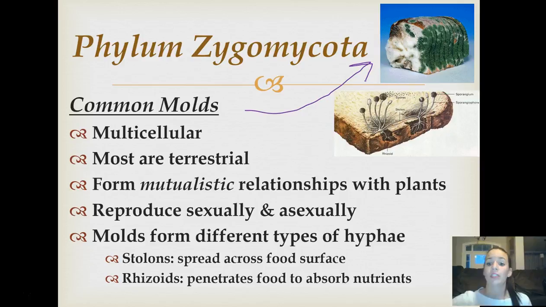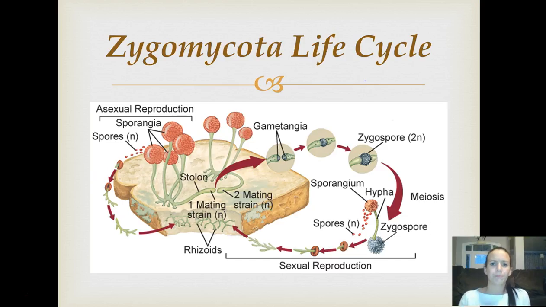Stolons are what spread across the food surface, which is what you see with mold, and then the rhizoids are going to penetrate the food to absorb the nutrients from the food. And here's just a look at the life cycle. If I were you, I'd pause this here and either sketch this or screenshot it and print it out, but you're definitely going to want to have a copy of this life cycle in your notes.